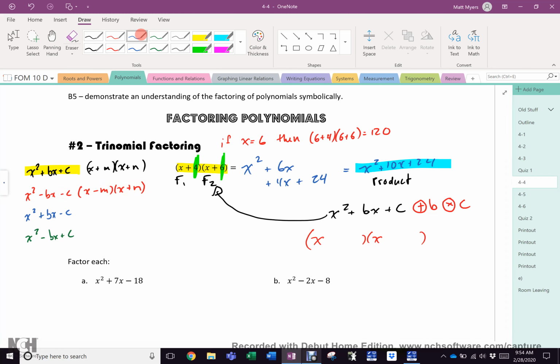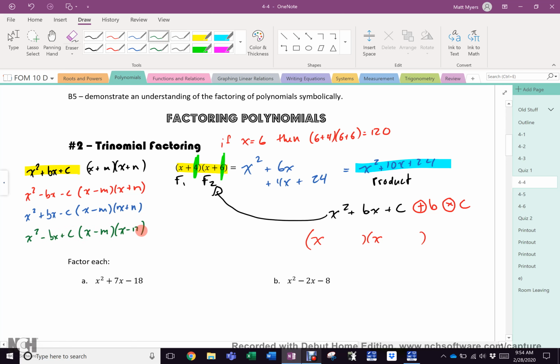What about the blue one? Would it be the same? Yeah, it's still going to have to be a minus and a positive, isn't it? And what about the green one? Tricky. What will multiply to a positive but add to a negative? 2 negatives.